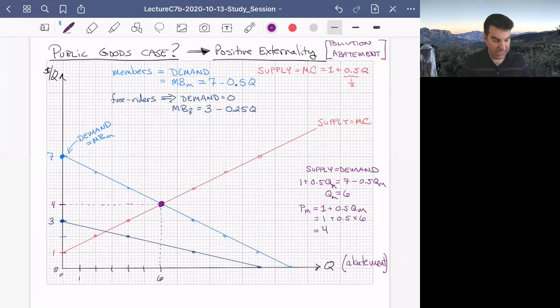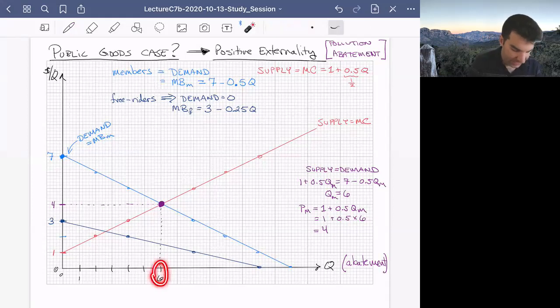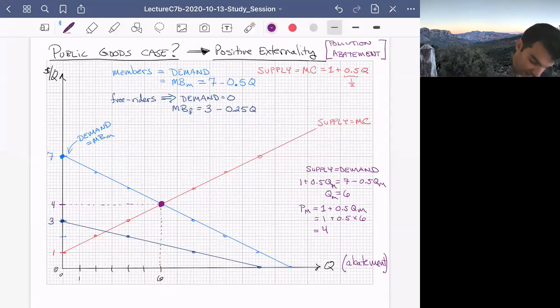The idea is that there are people paying for this amount of abatement. There are others that could be paying for more abatement, for cleaner air, but they are not. They're just enjoying the cleaner air provided to them from the ones who are paying for it. And they are currently enjoying it at this level. So what I'd like to see is, all right, what's the total marginal benefit to society? I get that by adding these two things together.